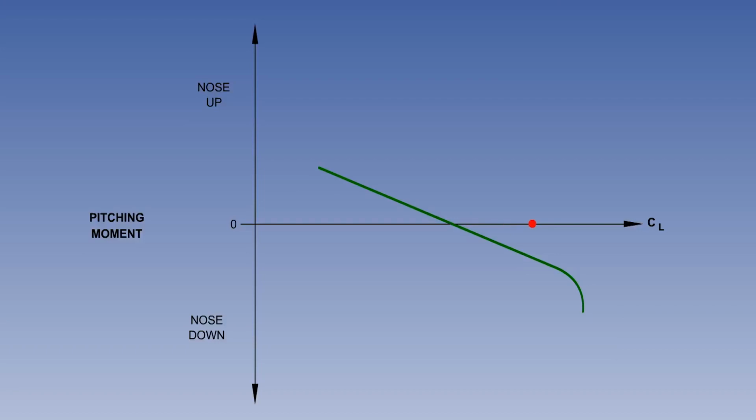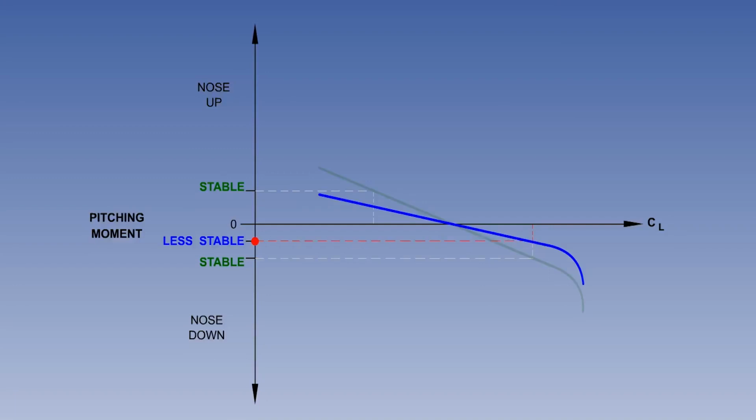Movement of the red dot shows an increase in angle of attack, which generates a nose-down pitching moment. Reset the graph to equilibrium. A decrease in angle of attack generates a nose-up pitching moment. Now we'll look at a decreased level of longitudinal static stability. The same increase in angle of attack has generated a smaller nose-down pitching moment. Reset the graph to equilibrium. The same decrease in angle of attack has also generated a smaller pitching moment, but this time nose up.